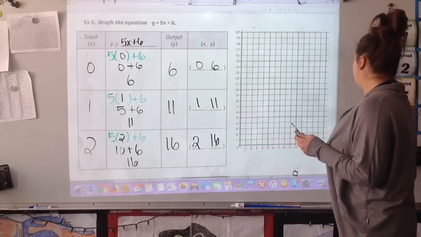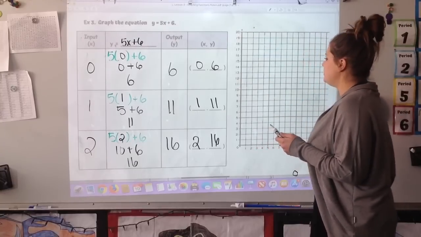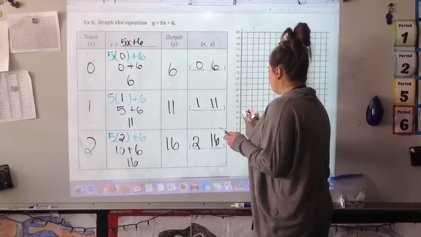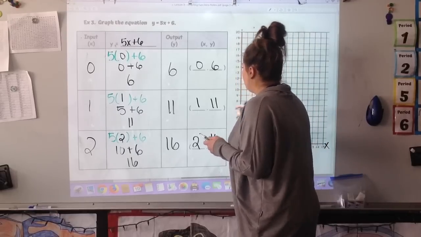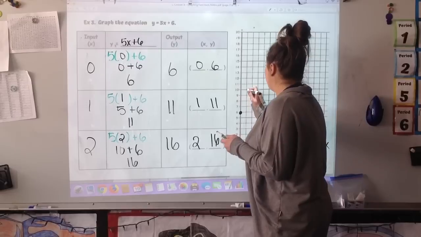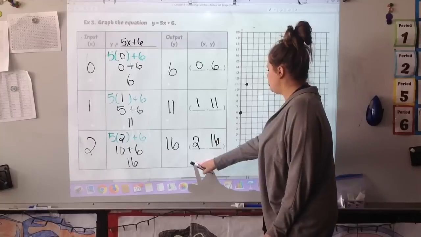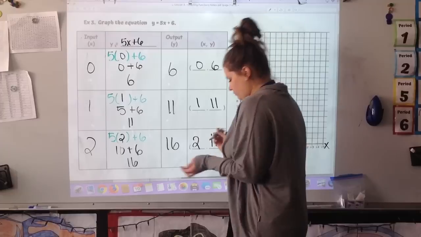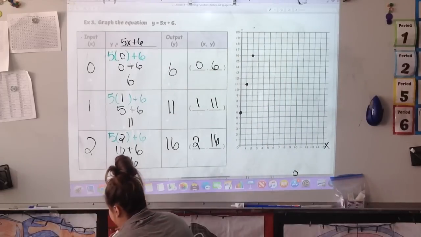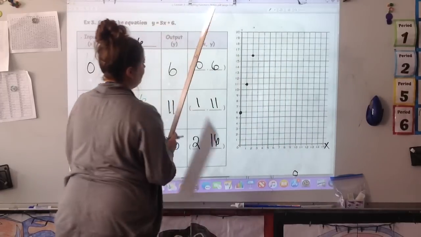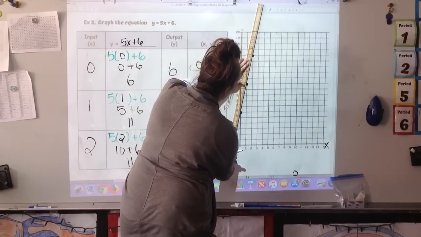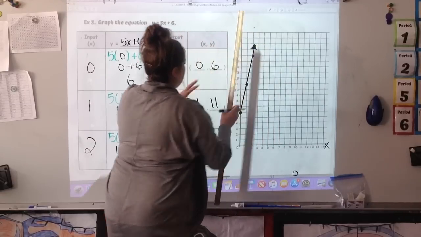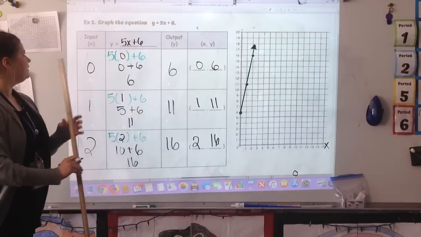Right? When I graph, x-axis, y-axis, I'm going to go over and then up. So 0, 6 would be over 0, up 6, 1, 11, over 1, up 11, 2, 16, over 2, up 16. Grab your ruler, connect your points to show that it's a straight line, it's a linear equation, and then you are done with example 3.